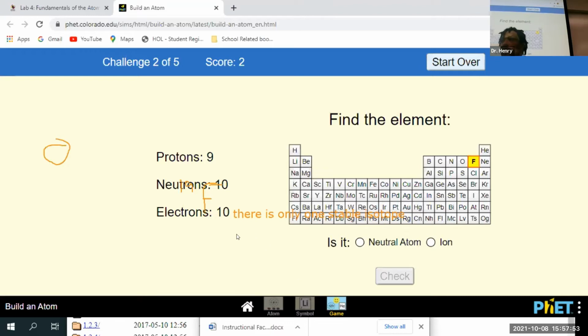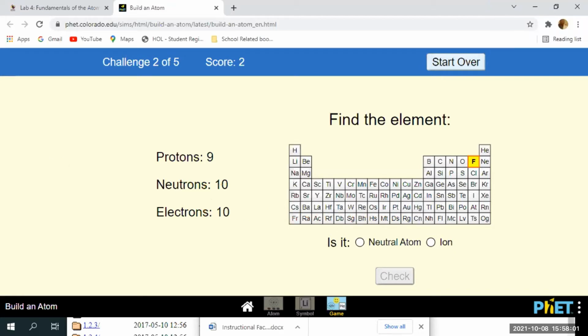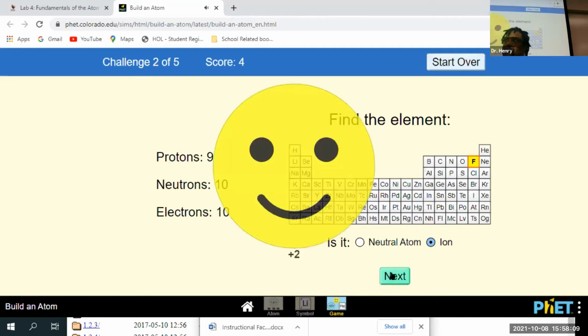Okay, is this guy going to be neutral or is it going to be an ion? It's going to be an ion because we have one more electron than we have protons. You see how it works? Okay.